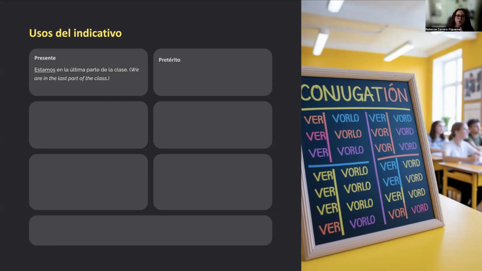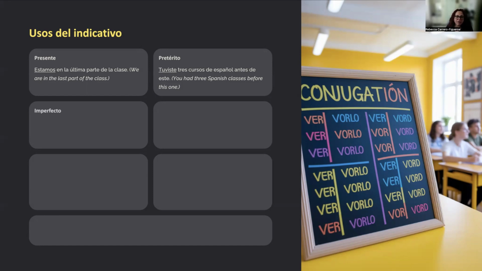You also learn el pretérito. Pretérito, actions in the past. Tuviste 3 cursos de español antes de este. You had 3 Spanish classes before this one. Tuviste, it's a preterite for the verb tener, okay?